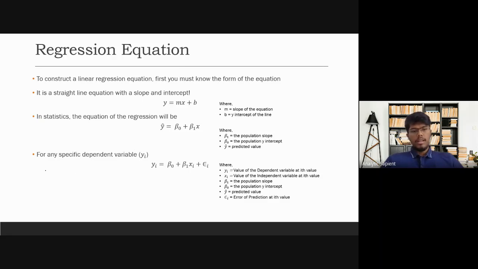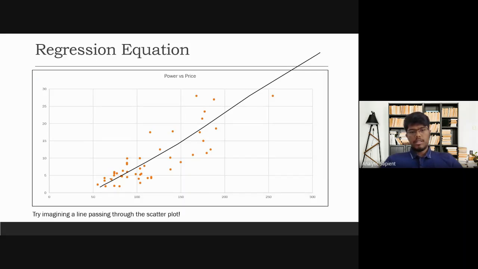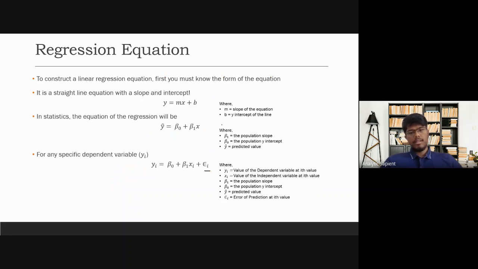Okay, and for any specific independent variable, this would be the equation. The same, but we're adding an error rate. Because, as previously mentioned, there would be an error since a straight line is passing through a set of points. It is not passing through each and every point on the line, right? See, this point is away, this point is away. So there would be some error related to it, and that would be the error at that ith value.